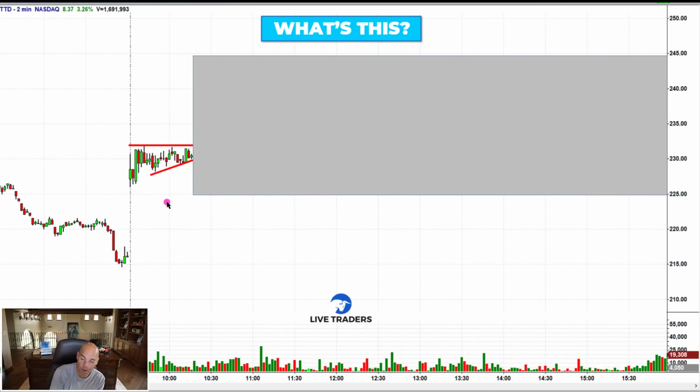If you couldn't get the 4-bar play, I'm going to be really worried about this one. What does it turn into? Yeah, it turns into an ascending triangle, right? Flat top, higher lows, flat top, higher lows. Okay? So what started out as a 4-bar play turns into an ascending triangle.